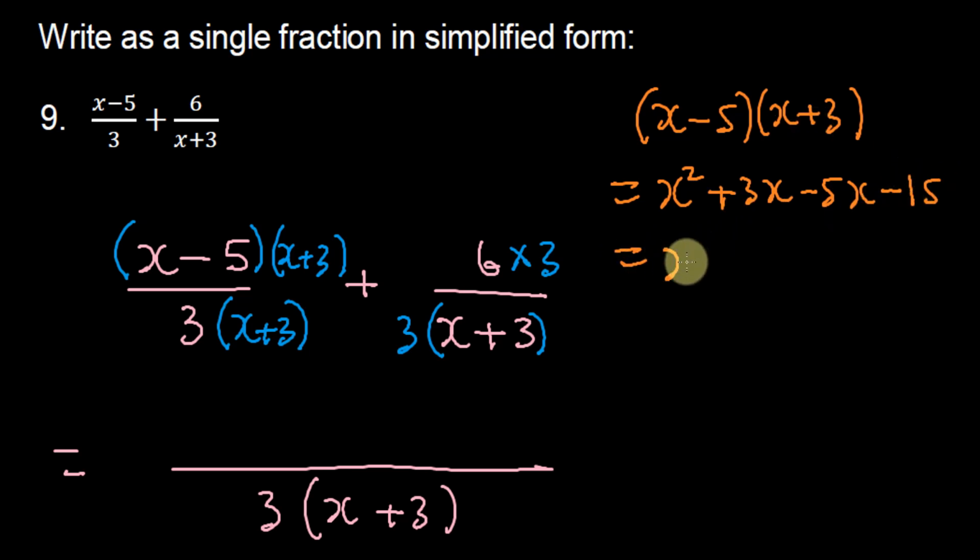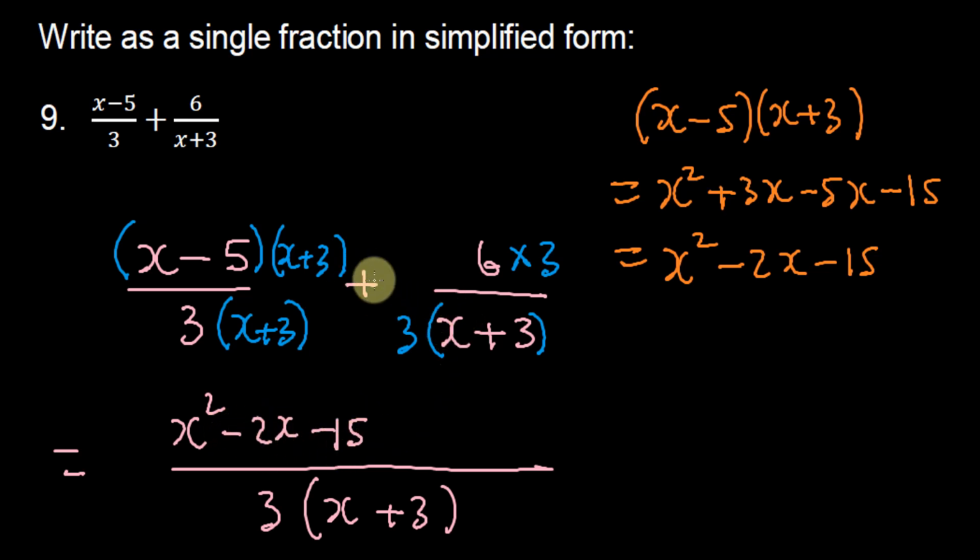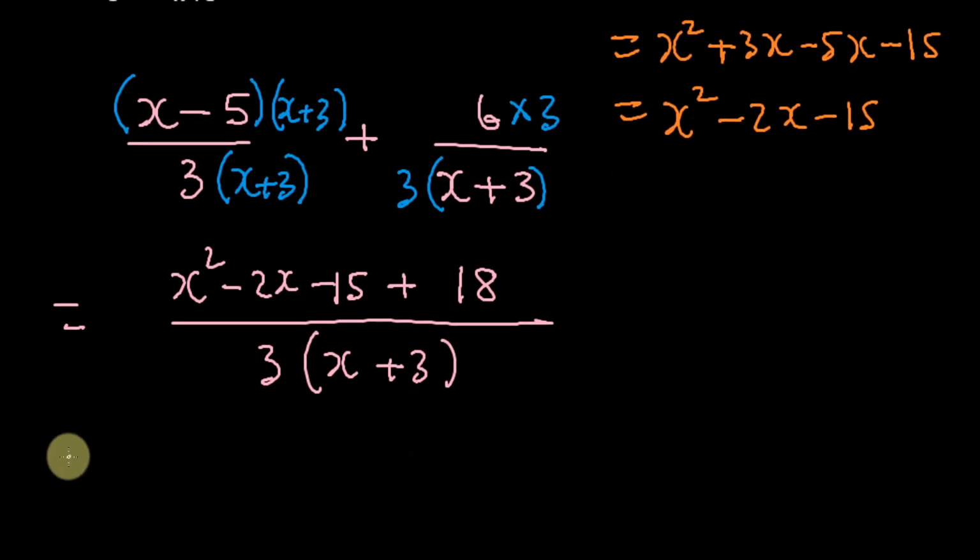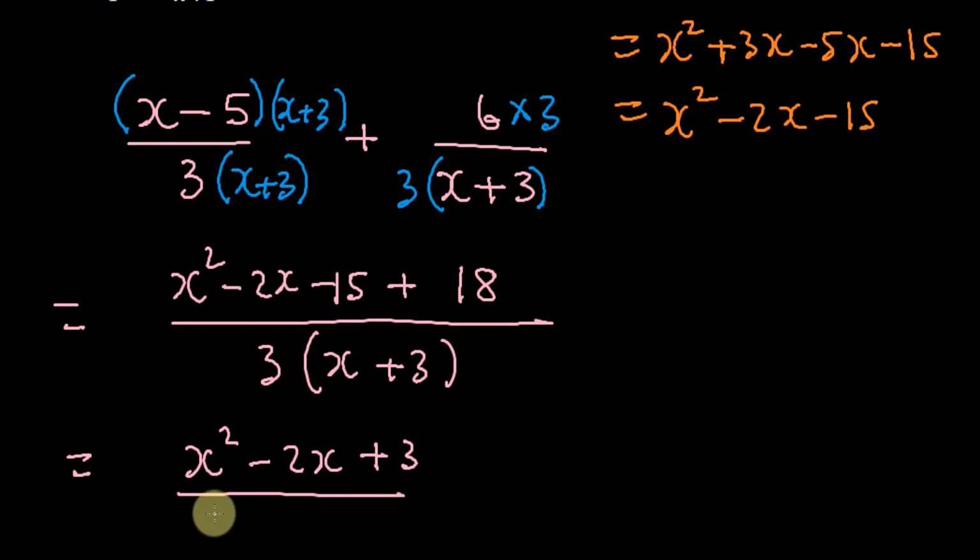We add like terms, so 3x minus 5x is negative 2x. So this answer we can write in here. And we have a plus, and 6 times 3, of course, is 18. We simplify the numerator by adding like terms. Negative 15 plus 18 is positive 3. And this is all over 3 into x plus 3.